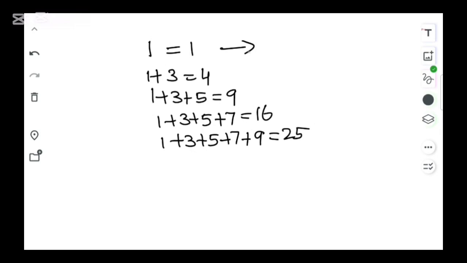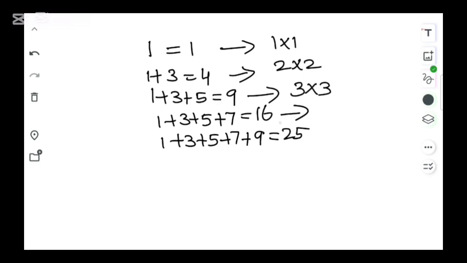Here 1 represents 1 into 1 square. 1 plus 3 is equal to 4 represents 2 into 2 square. 1 plus 3 plus 5 is equal to 9 represents 3 into 3 square. 1 plus 3 plus 5 plus 7 is equal to 16 represents 4 into 4 square. And 25 represents 5 into 5 square. So these are square numbers. So when we keep adding odd numbers, we get square numbers.